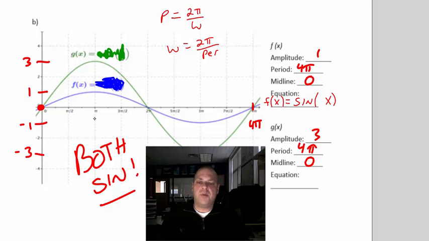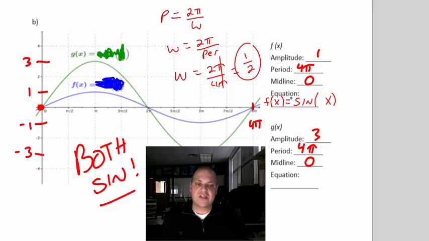Okay, so if you know the period, and we do, the period's 4 pi, W is going to be 2 pi over 4 pi. Okay, and the pi's cancel, and 2 over 4 is 1/2. So W is actually 1/2, and that's why it's 1/2 x. So sine is 1/2 x. Y equals sine 1/2 x would be our function here.